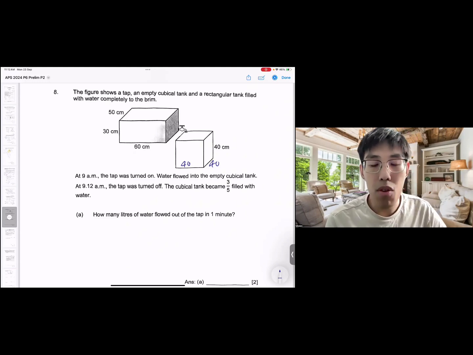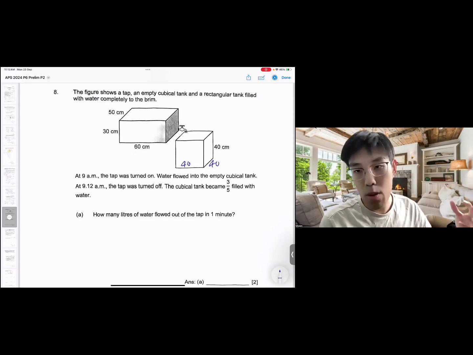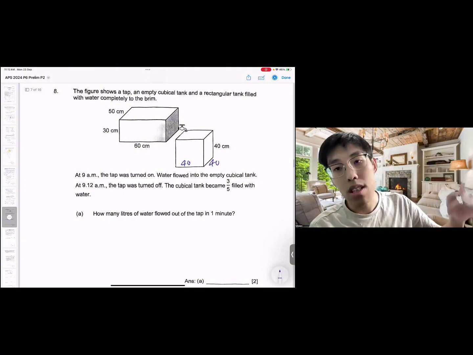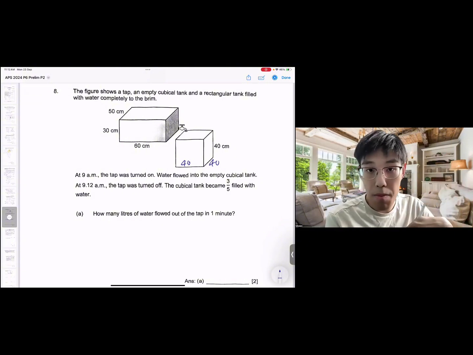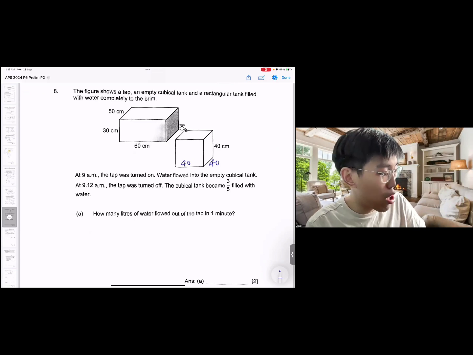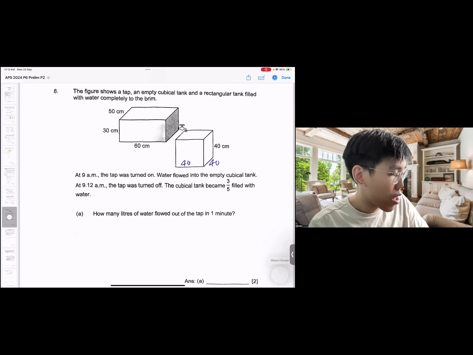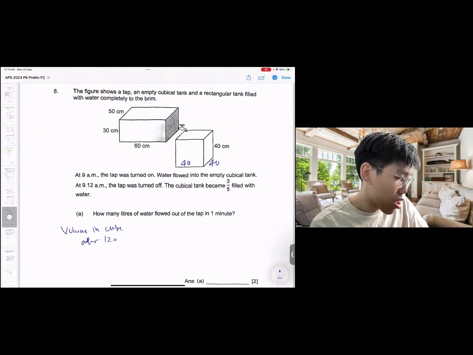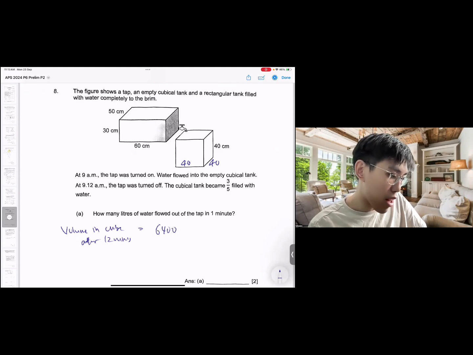How many liters of water flow out of the tap in 1 minute? Couple of ways we can solve this also, because now we know it's 12 minutes. After 12 minutes, the cubicle tank becomes 3/5. So what we can find is the volume in the cube after 12 minutes. Right? So that will be 64,000 times 3/5.